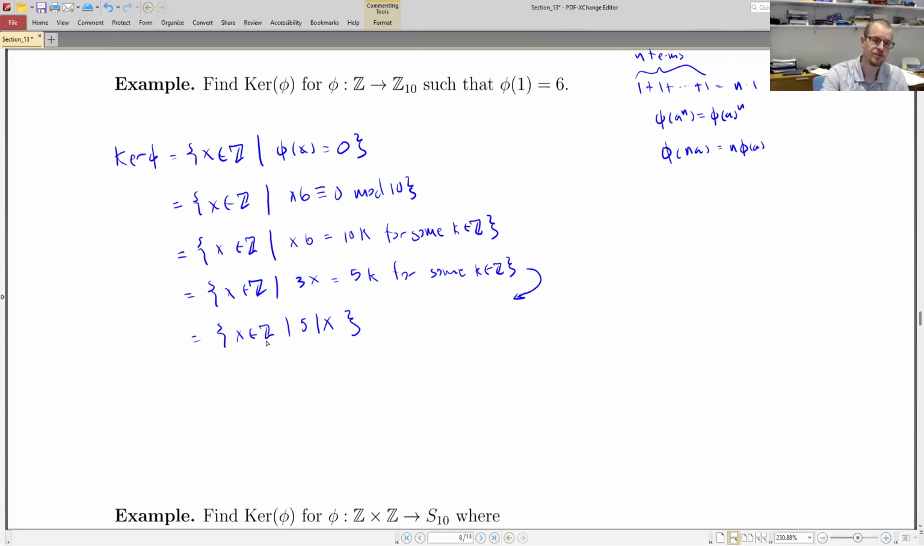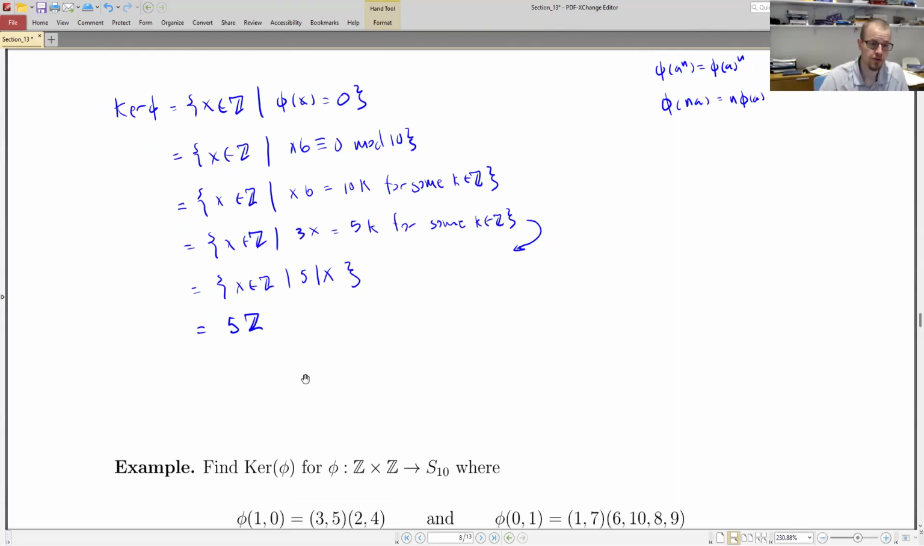But all of the integers such that 5 divides the integer, we can simply write as 5z. All the multiples of 5. So the kernel of phi is just 5z in this case, and that's it. That's all we were looking for.